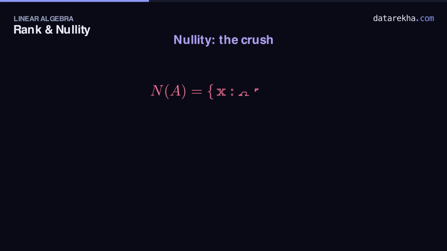Now nullity, and it has a gorgeous picture behind it. Look at the homogeneous system, Ax equals the zero vector. The set of all solutions is called the null space of A. Its dimension is the nullity, and it equals something you can just count when you solve: the number of free variables, the unknowns you're allowed to set to anything you like.